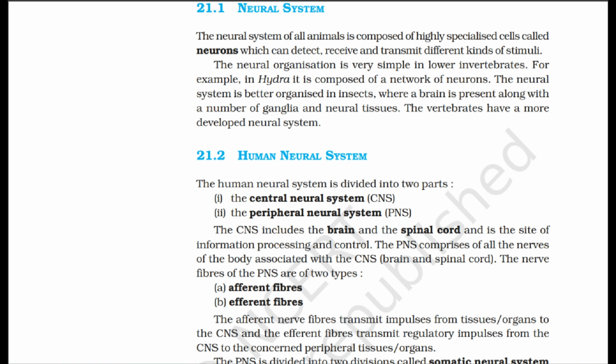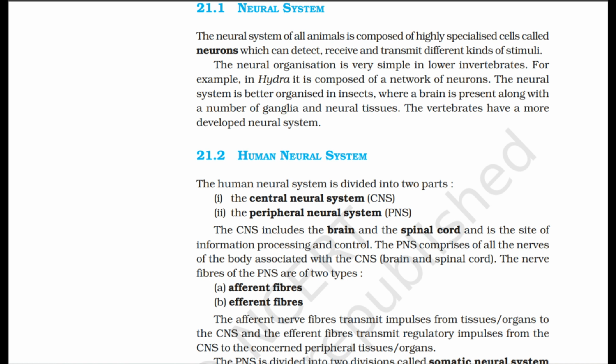Human neural system. The human neural system is divided into two parts. 1. The central neural system, CNS. 2. The peripheral neural system, PNS. The CNS includes the brain and the spinal cord and is the site of information processing and control. The PNS comprises all the nerves of the body associated with the CNS, brain and spinal cord.